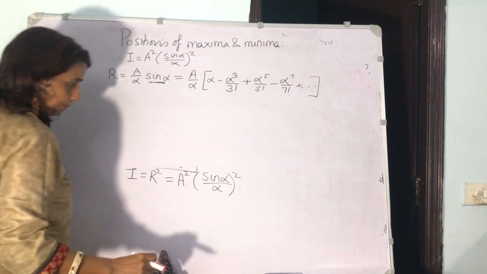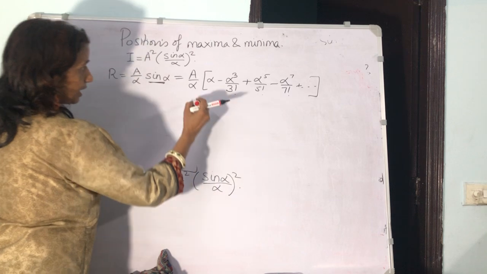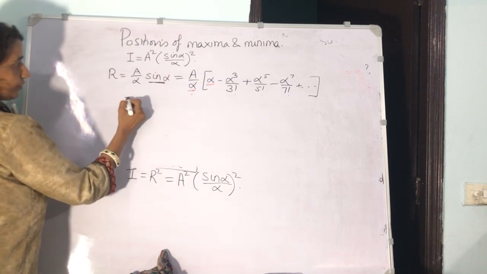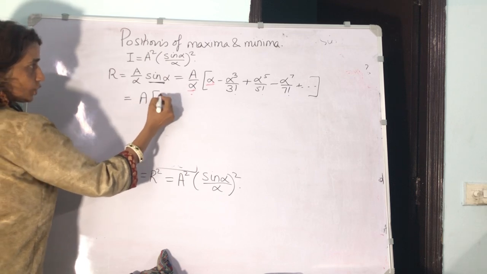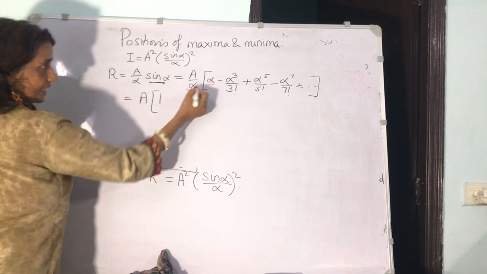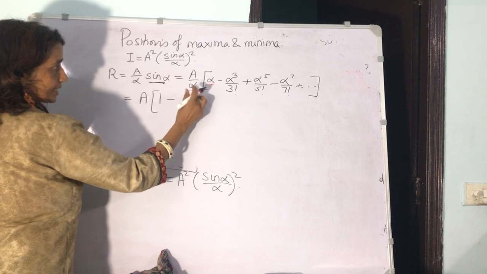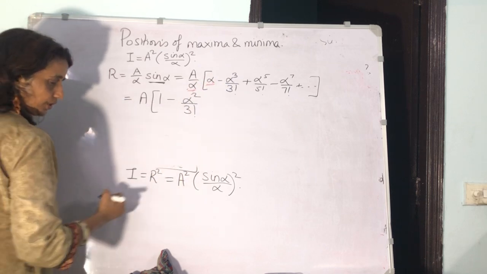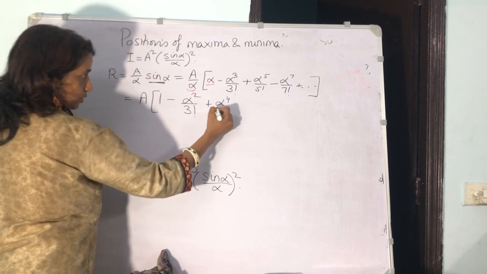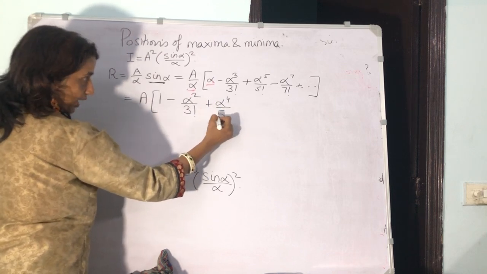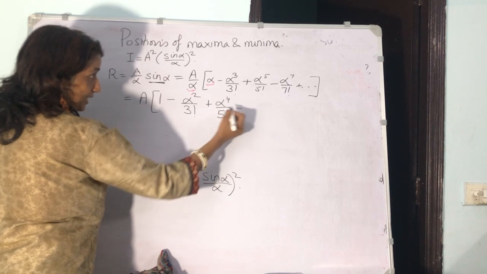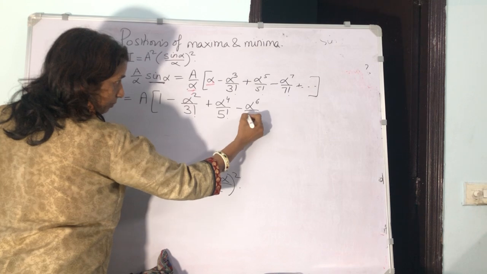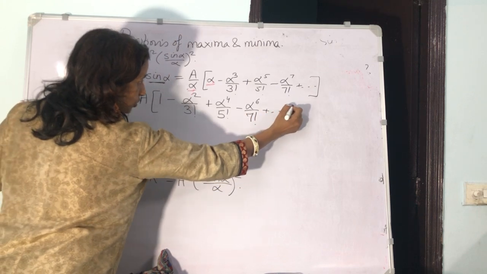Here up and down, alpha comes out common, so this will get cancelled and you are left with A into 1, because this alpha and this alpha got cancelled, minus alpha square upon 3 factorial plus alpha to the power of 4 upon 5 factorial minus alpha to the power of 6 upon 7 factorial and so on.